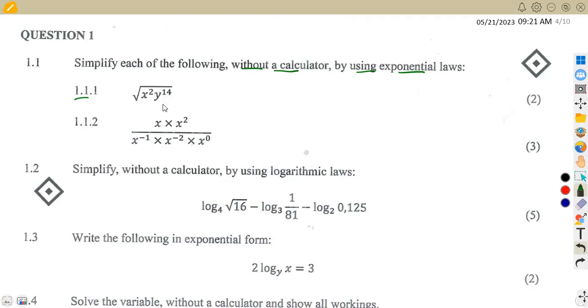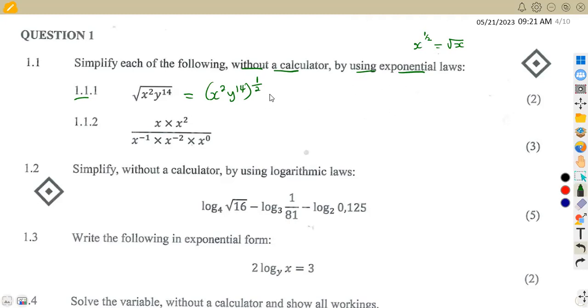the exponent of 14. So remember from your laws of exponents, the square root simply means to the exponent of a half. If you are given x to the exponent of a half, it simply means the square root of x. So this part here simply means we have x squared y to the exponent of 14 and everything to the exponent of a half. So that is what we are given in this case.